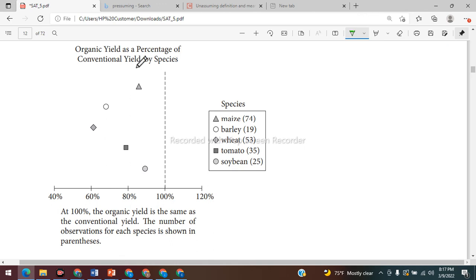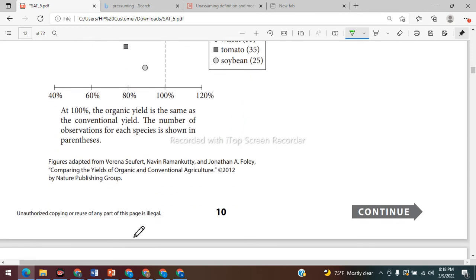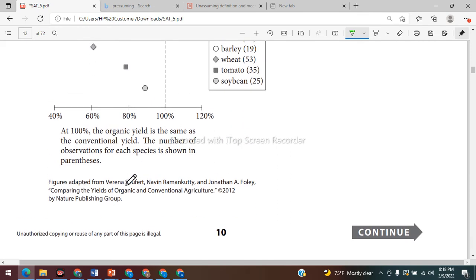Organic yield as a percentage of conventional yield by species. At 100%, the organic yield is the same as the conventional yield. The number of observations for each species is shown in parentheses. Figures are adapted from Farina, Surfet, Navin, Rahman, Cuddy, and Jonathan A. Foley, comparing the yields of organic and conventional agriculture. Copyright 2012 by Nature Publishing Group.